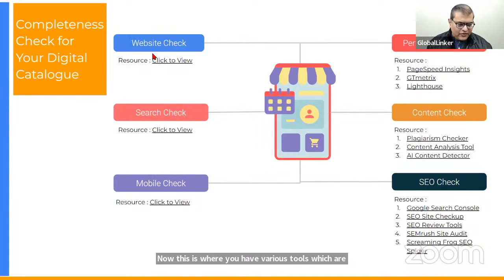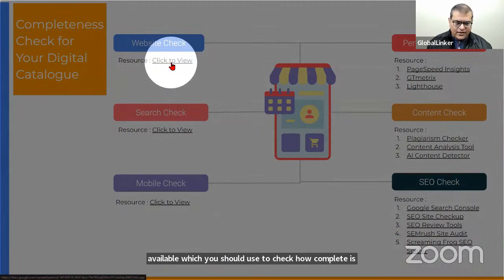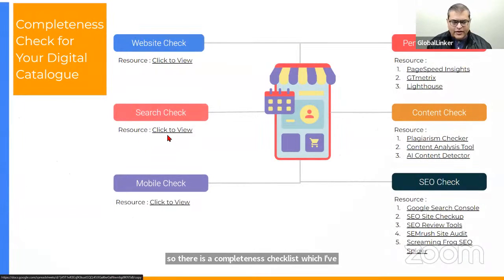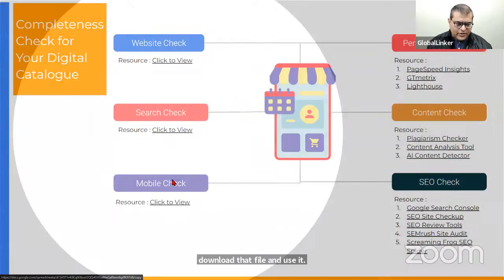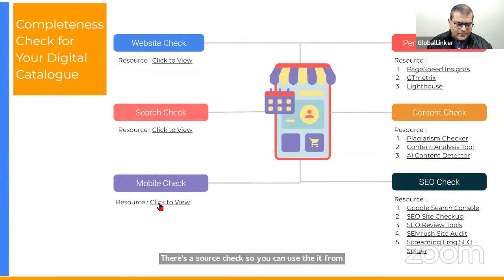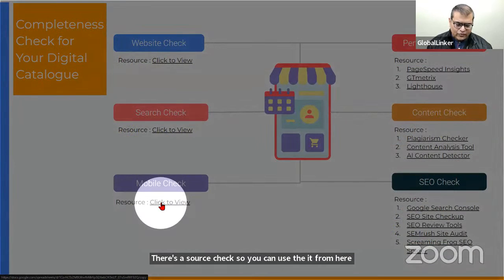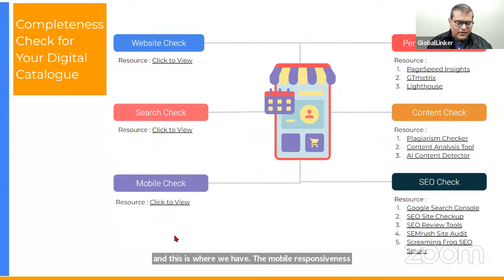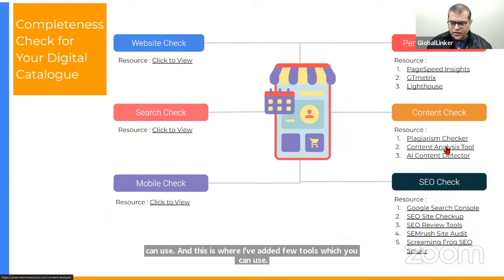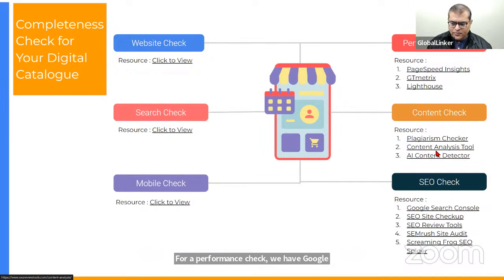So there is a completeness checklist which I've embedded here. So you can click here and you can download that file and use it. There's a search check, so you can use it from here. And this is where we have the mobile responsiveness check. So this is where I've added the links to the formats you can use. And this is where I have added a few tools which you can use. So performance check, we have Google PageSpeed and GTmetrix, and then we have content plagiarism checker or content analysis, and then SEO tools are here which you can use.